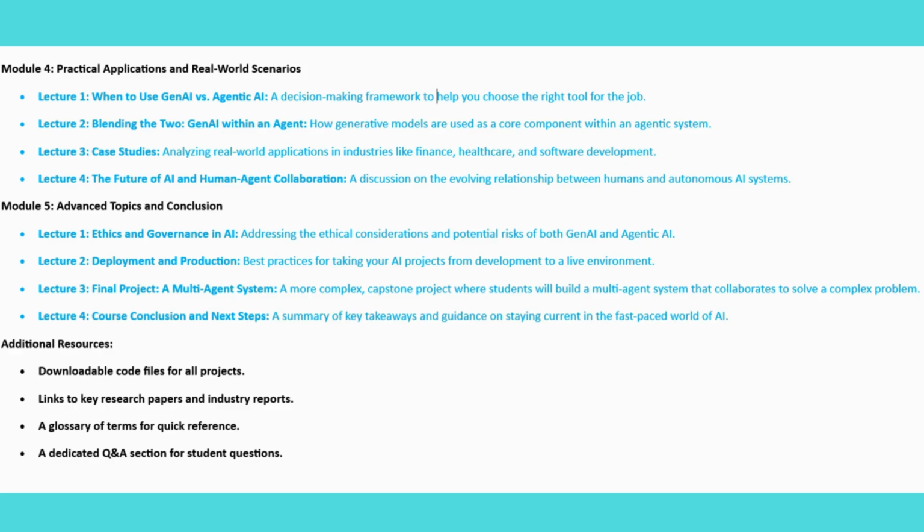In module 5, the final module, we will be covering advanced topics and conclusions. Lecture 1 will be related to ethics and governance in AI. Lecture 2 will be deployment and production. There will be a final project, a multi-agent system, that will be covered in lecture 3, and finally there will be a conclusion and next steps. Some additional resources like all the code files, key research papers, glossary items, and a question and answer section will also be linked with the course.